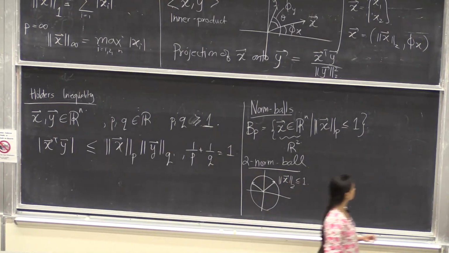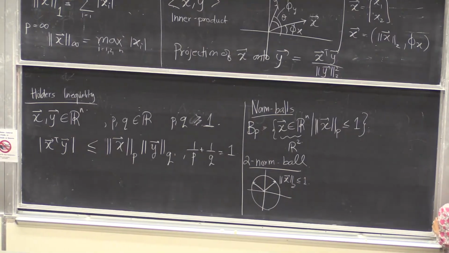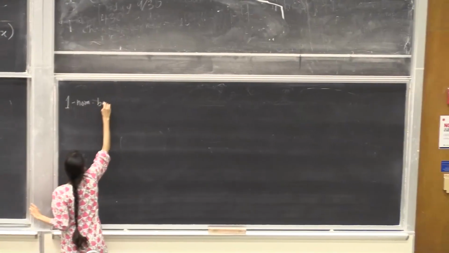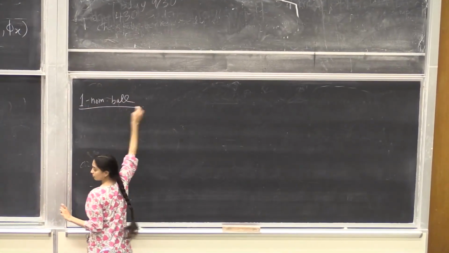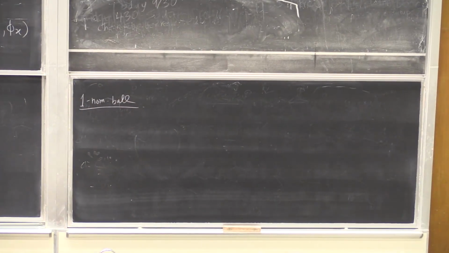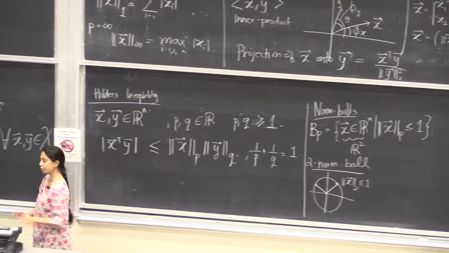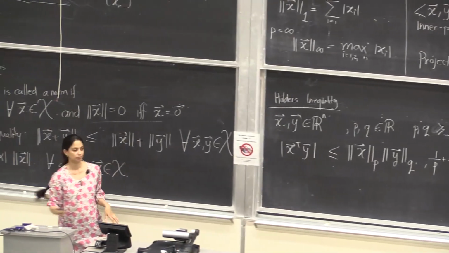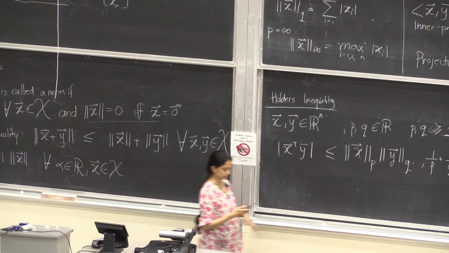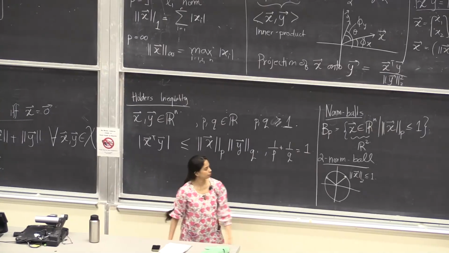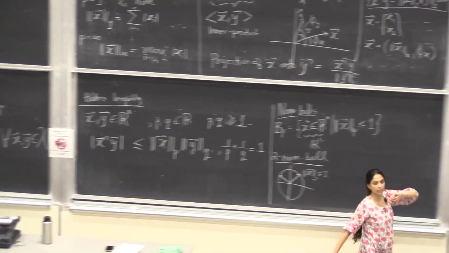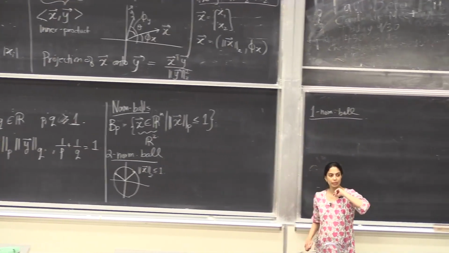Okay. So now, what about the 1 norm ball? Take a minute. I'm going to give you a minute. All of you draw the 1 norm ball in 2 dimensions. So let's do this together. What does it mean for this 1 norm to be less than 1, right?